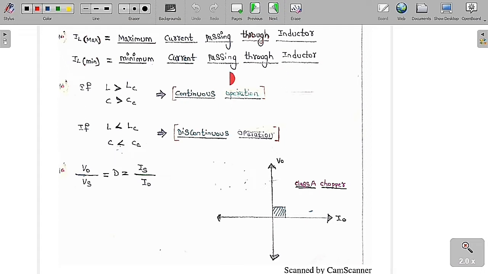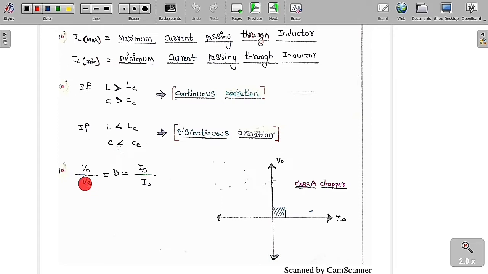If the chosen inductance is greater than the critical inductance, or if the chosen capacitance is greater than the critical capacitance, continuous operation is possible for both the inductor current and the output voltage. If L is lesser than the critical inductance and C is lesser than the critical capacitance, then discontinuous operation is possible for both the inductor current and the output voltage.